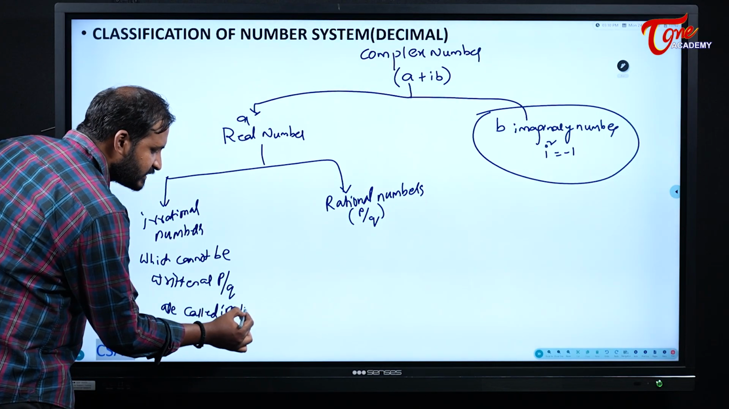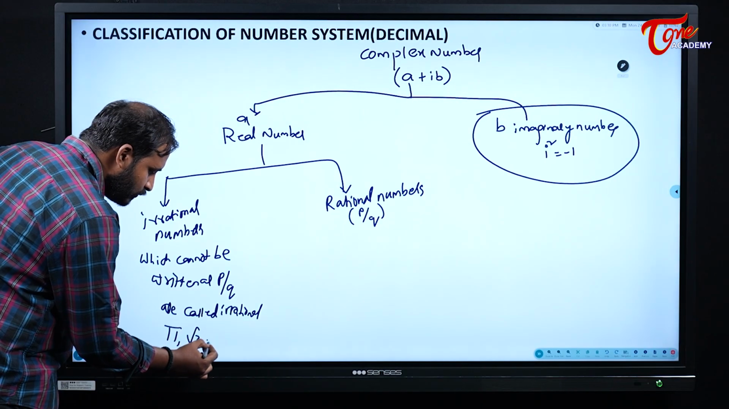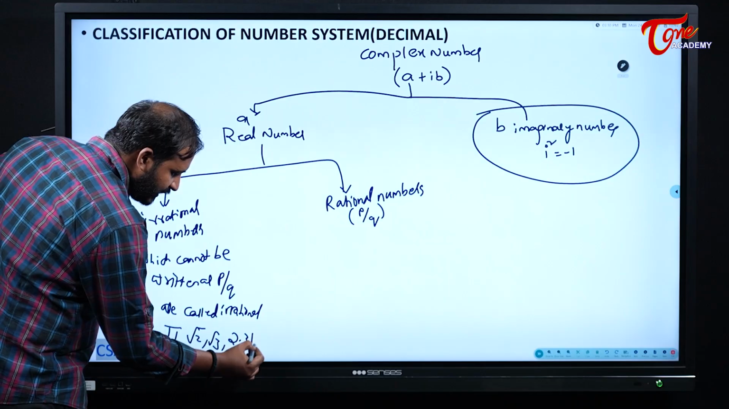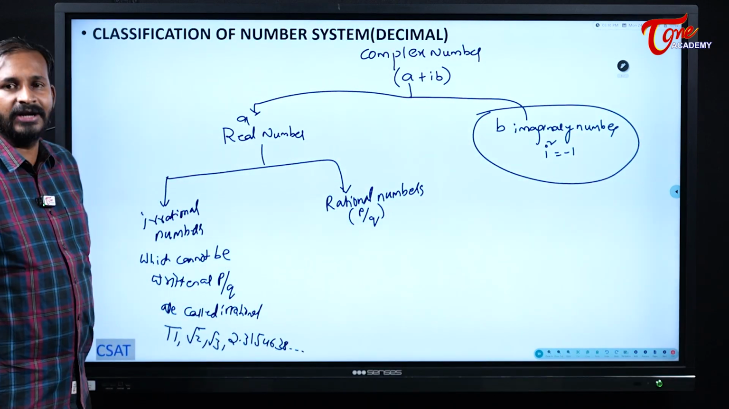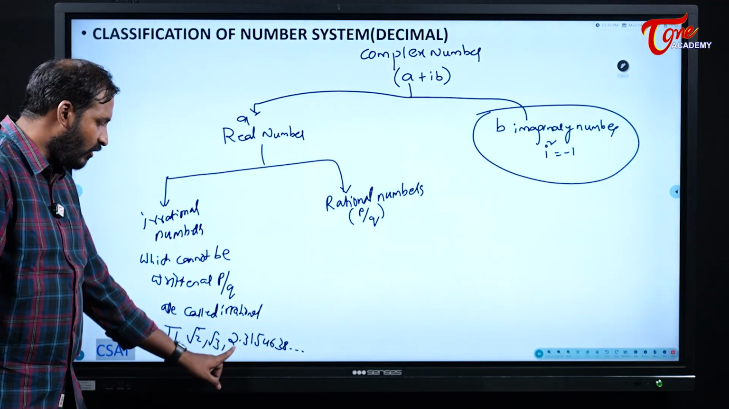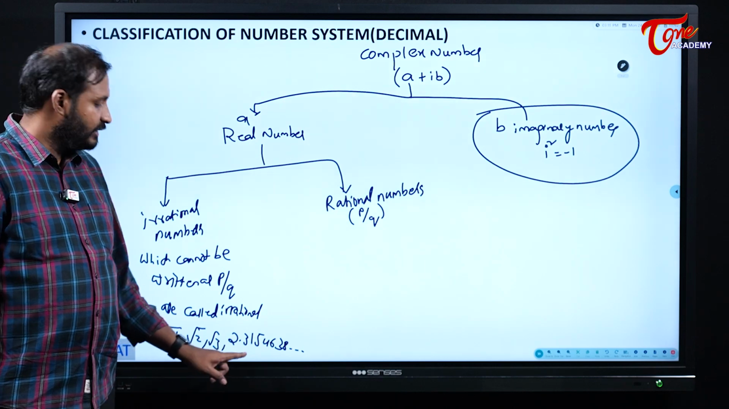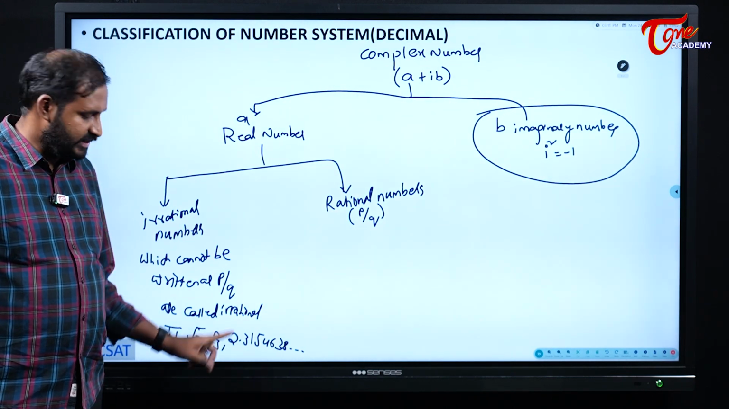Some examples of these irrational numbers are pi, √2, √3, or else 2.3154638, that means non-repeating and non-terminating. That means a constant will not be repeated, and it will not get terminated. These types of numbers are also called irrational numbers.